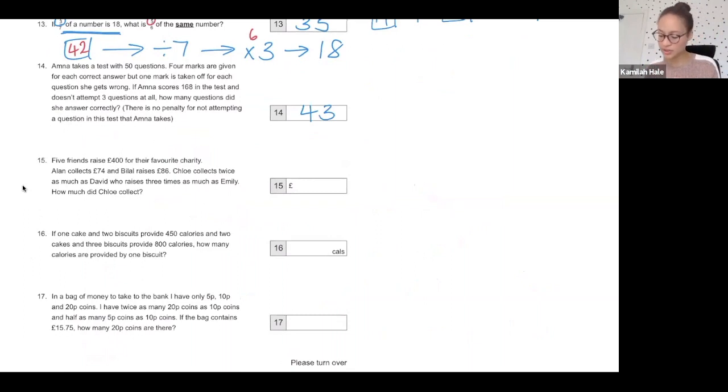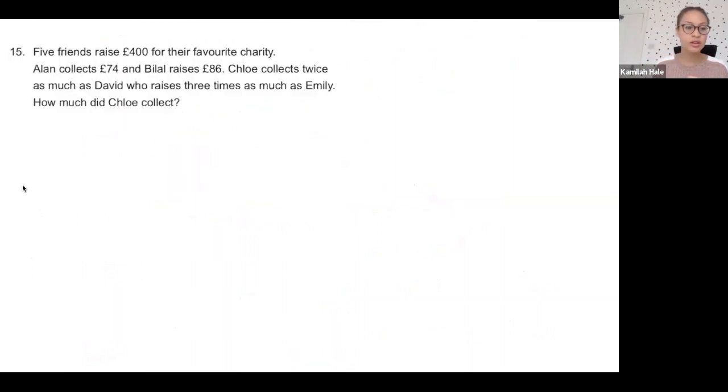Okay, number 15, I think I've got this on the screen. Yep, here we go. Okay, 5 friends raise £400 for their favourite charity. Alan collects £74 and Bilal raises £86. Chloe collects twice as much as David, who raises 3 times as much as Emily. How much did Chloe collect?